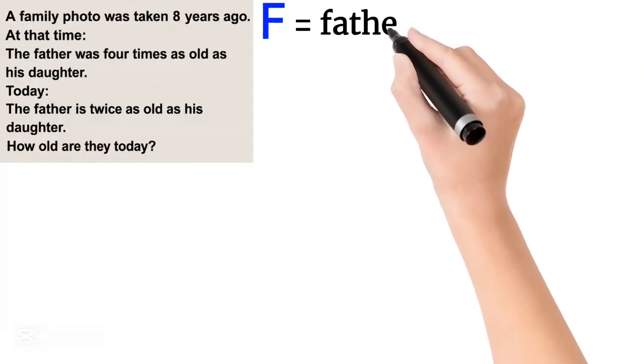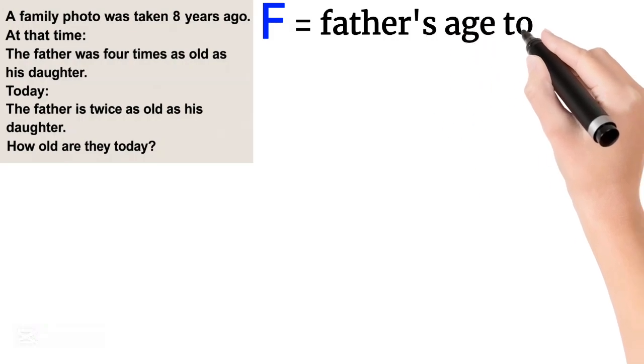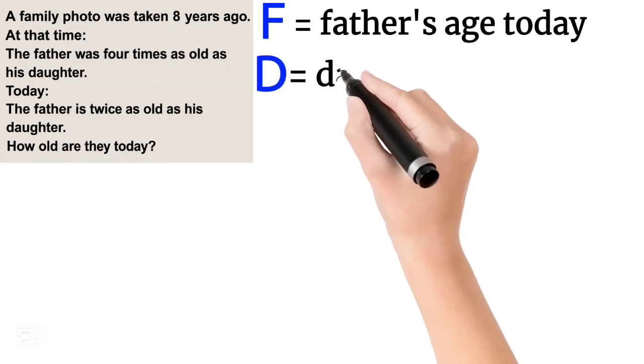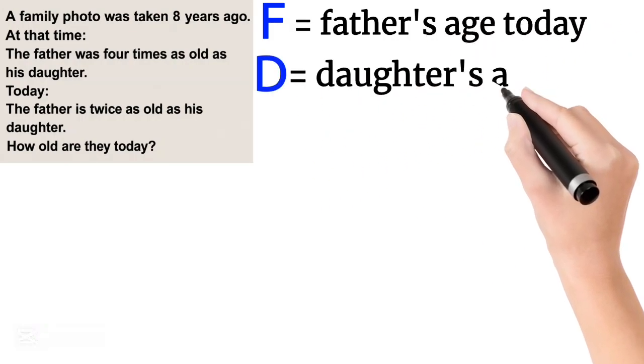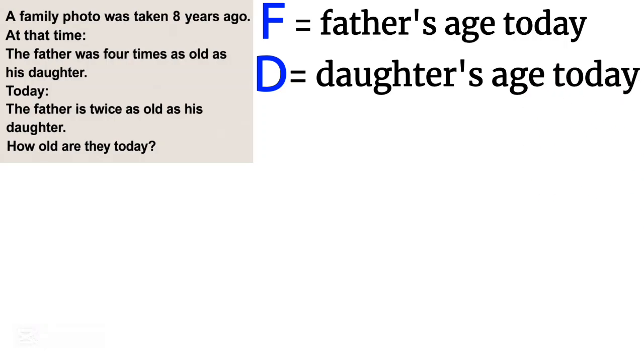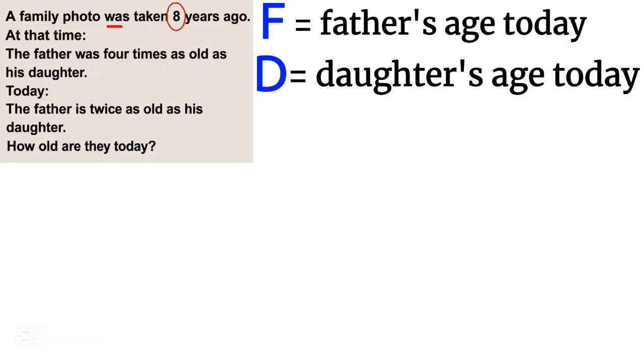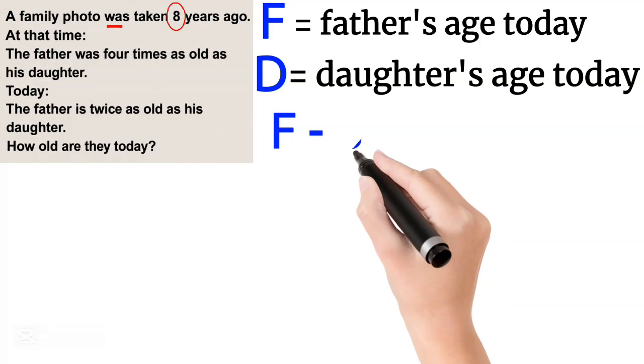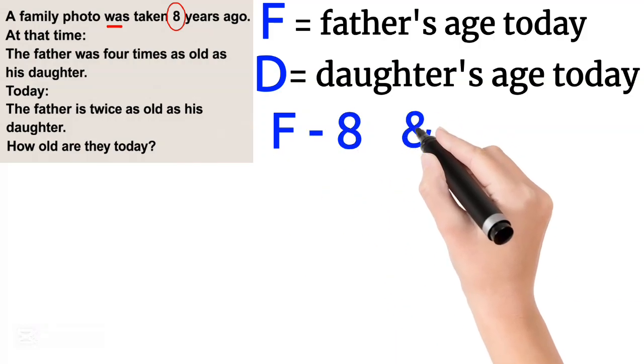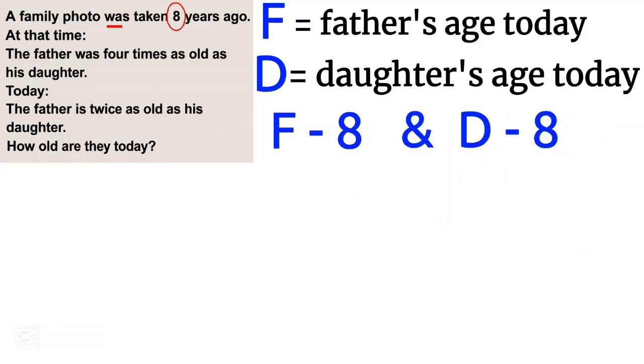To keep everything organized, let F represent the father's age today, and let D represent the daughter's age today. From the first sentence, we know the family photo was taken 8 years ago, so we subtract 8 from both ages. The father's age becomes F minus 8, and the daughter's age becomes D minus 8.